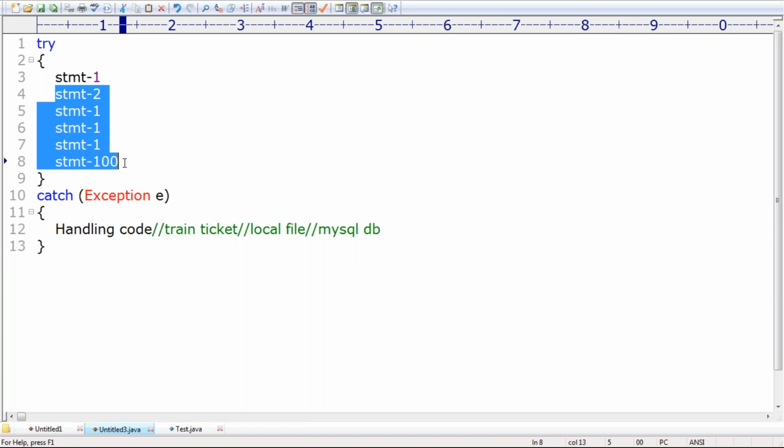Clear? This point is going to come again in the next session, but it is not recommended to write normal code inside the try block. Within the try block, we have to take only risky code. Okay, that's all, sir. This is what you people should be aware of.